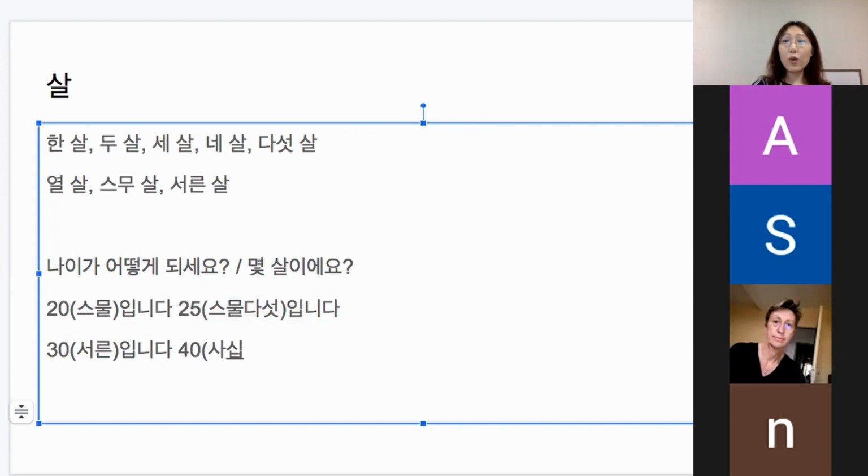마흔입니다. Oh, how did you? Good. Yes, 40. Actually 40, but we call this one 마흔. 마흔입니다. Good. I'm 40 years old. Then instead of 40, we use 마흔. 마흔입니다. 서른입니다. 스물입니다.